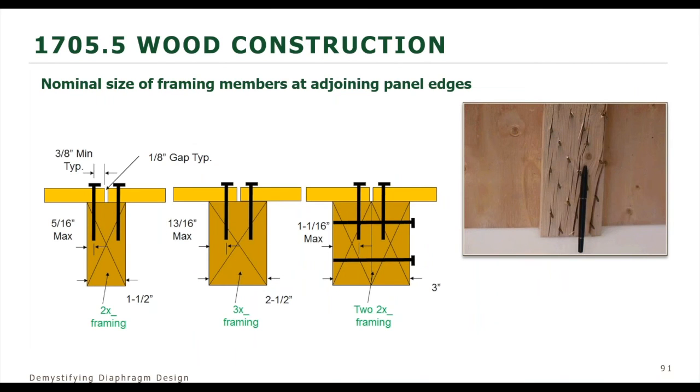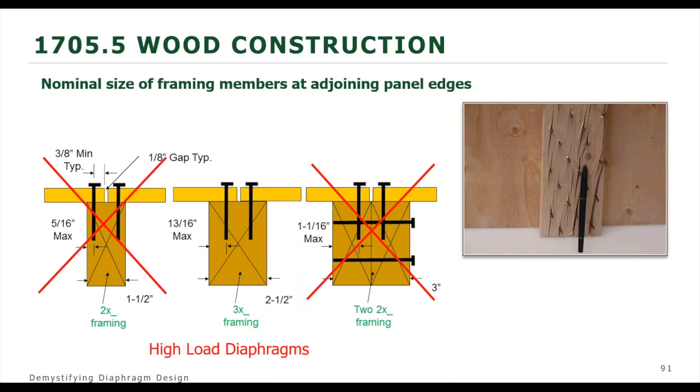Now, one of the special inspection requirements is to check the framing member at adjoining panel edges for high-load diaphragms. Well, as I mentioned previously, high-load diaphragms use 3 by or 4 by framing members. And also, the depth of the framing member is actually 3 by minimum. Because of the multiple rows of nails and the concentration of nails, we want to make sure that we have the adequate framing member there so that we can avoid splitting of that wood framing member.